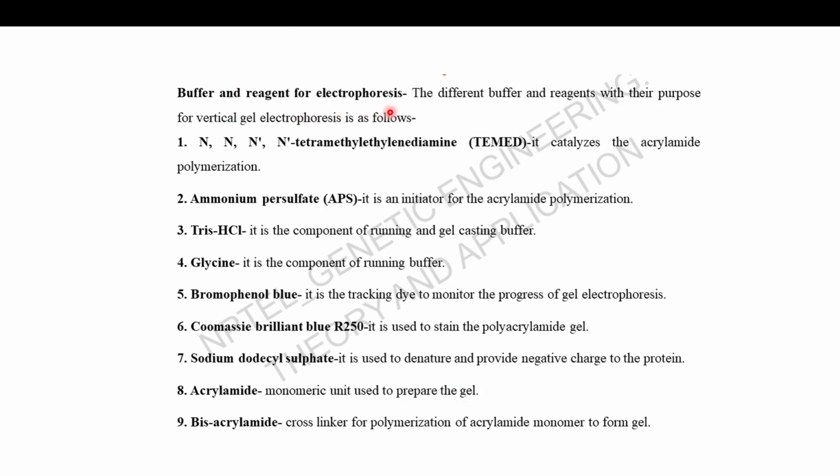So the different buffers and reagents for electrophoresis are, definitely, the buffering agent, which is tris-Cl or tris-HCl. You need glycine. The different charged states of glycine are used to form the different running fronts. One is chloride ions, and one is the different charged states. Glycine has a different net charge at 6.8 pH and a different charge at 8.8 pH.